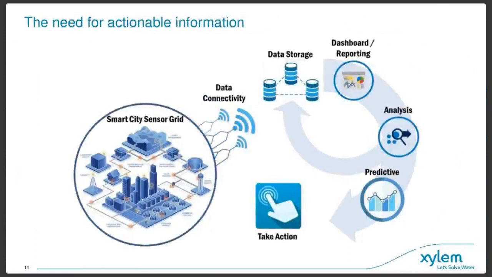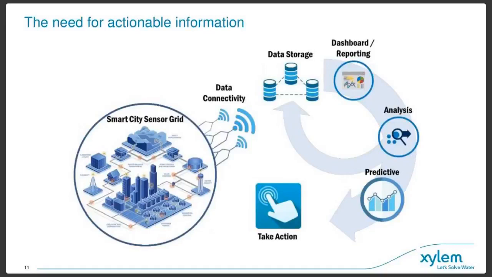So all of these utilities are deploying extra instrumentation, trying to get the best use out of their data because they need actionable information. They need to get from that data to something that can help them make a decision about how best to efficiently operate the network.